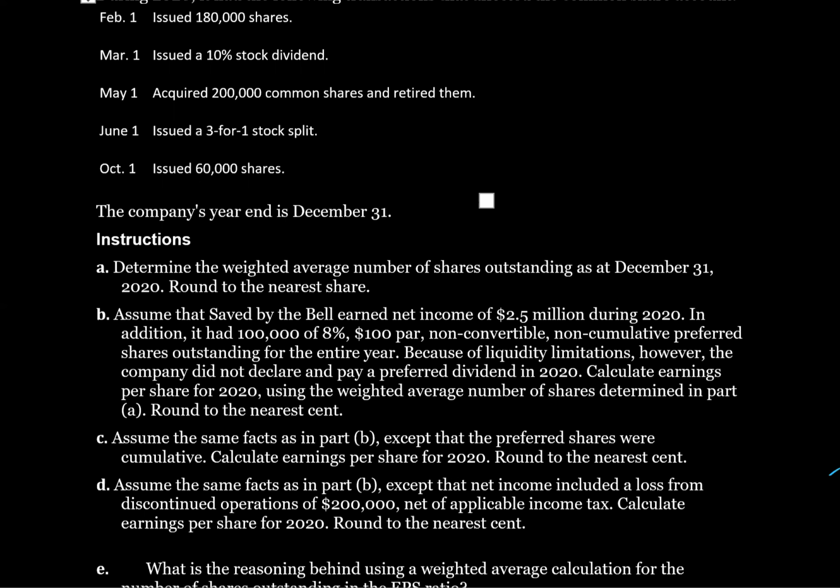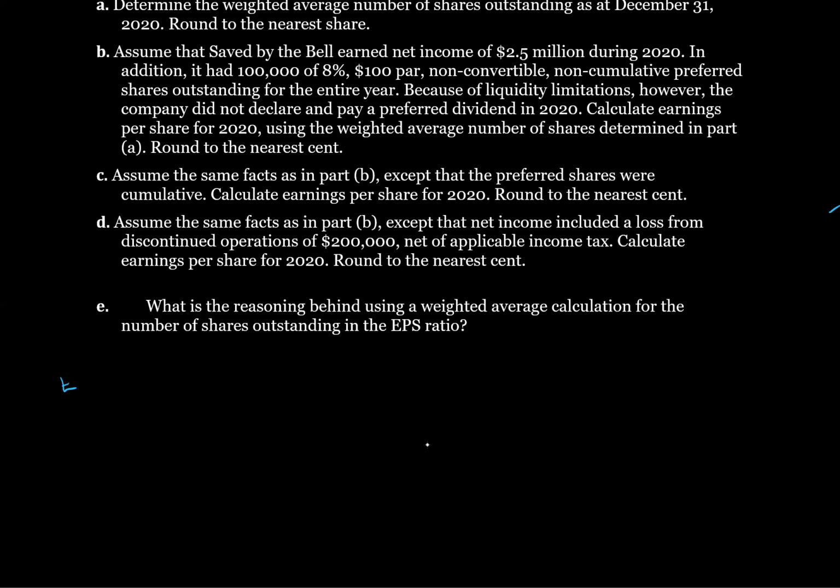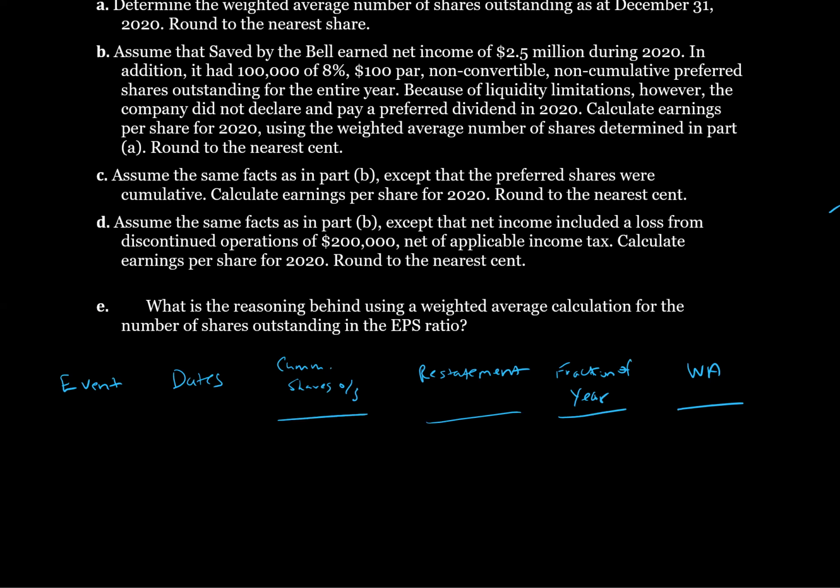So we're going to have event, then we're going to have dates, we're going to have shares outstanding, and this is cumulative shares outstanding. We're going to have restatement, in case there's stock splits, are the things that we need to take into account. We're going to have the fraction of the year. And then we're going to have our weighted average column where we're going to have our totals. So these are our headings here.